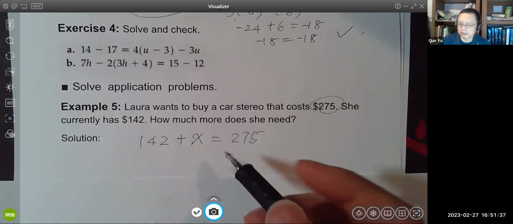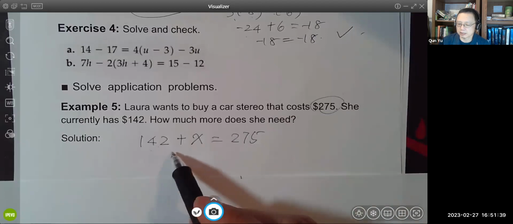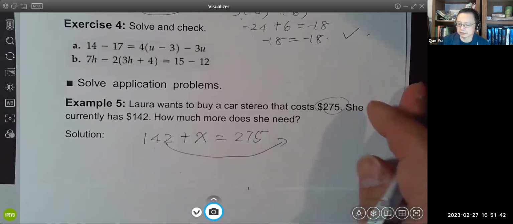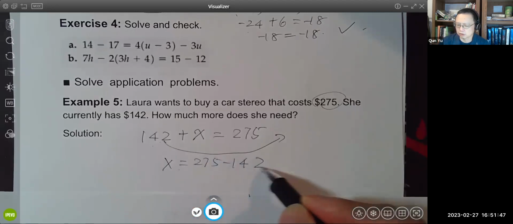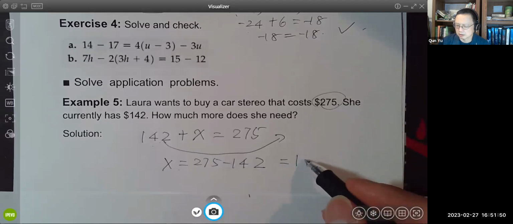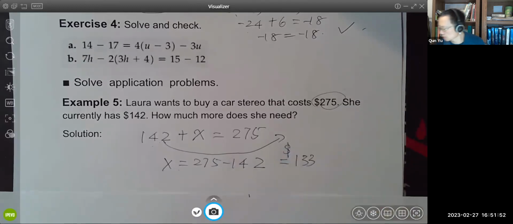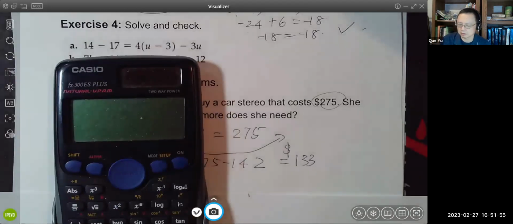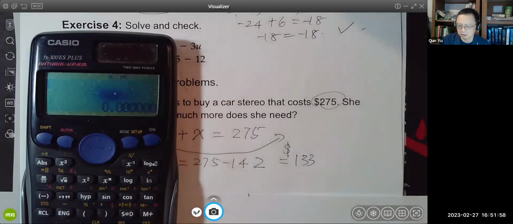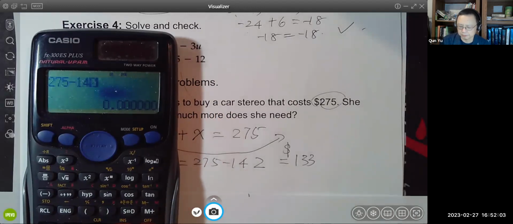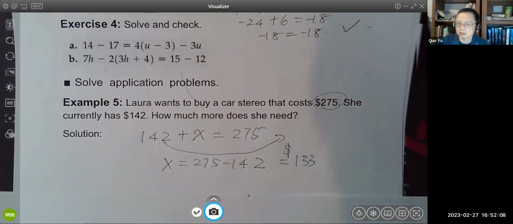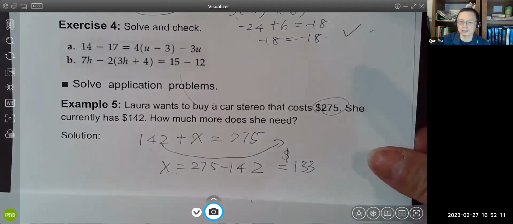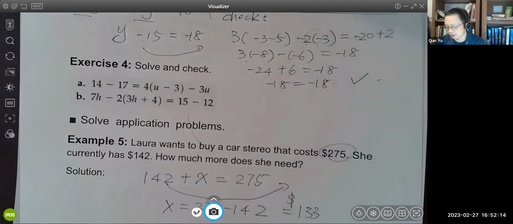Now it's time to solve it. We don't want this 142 on the same side as x. We just simply move it to the other side. So x equals 275 minus 142. And this is going to be $133. So let me double check using a calculator. I don't want to make a silly calculation mistake. 275 minus 142. Yeah, 133. So she needs $133 more in order to buy this stereo. So we find the answer to this question.